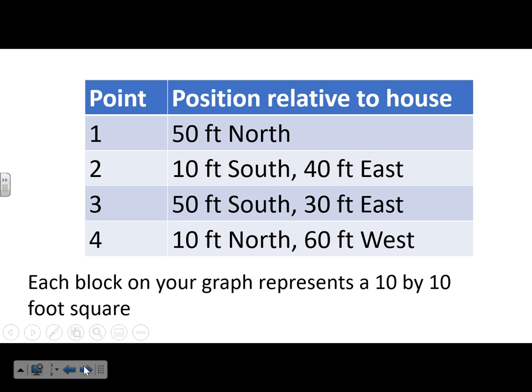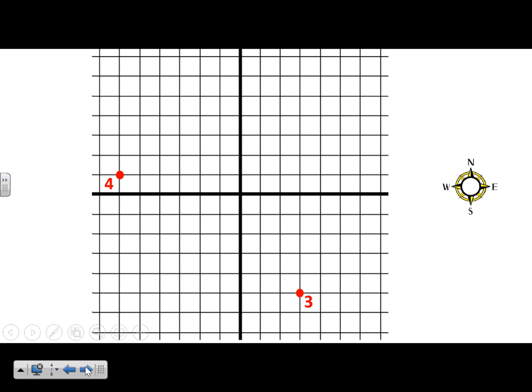Now, the big thing to realize is that each block on your graph represents a 10 by 10 foot square. So if you look at your graph, every single one of these is 10 foot. So that's 10 foot, 10 foot, 10 foot, 10 foot, 10, 10, 10, 10. So make sure when you're counting this, you're counting by 10.